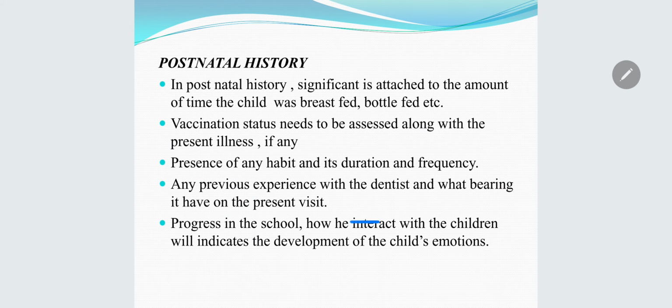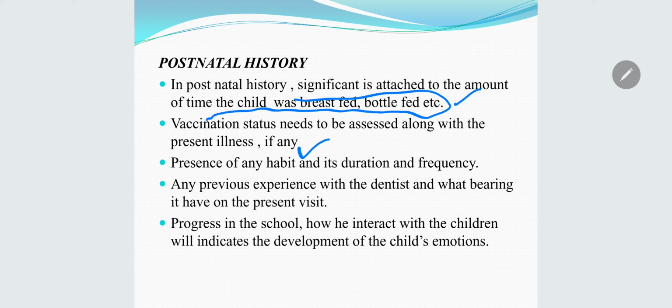Next, postnatal history. Usually you have to ask about breastfeeding and bottle feeding. Why is this important? Because of ortho problems. If the child has persistent thumb sucking or any breastfeeding or bottle feeding habits, he might develop proclination of teeth. So we have to think like that. So in postnatal history also it is important.